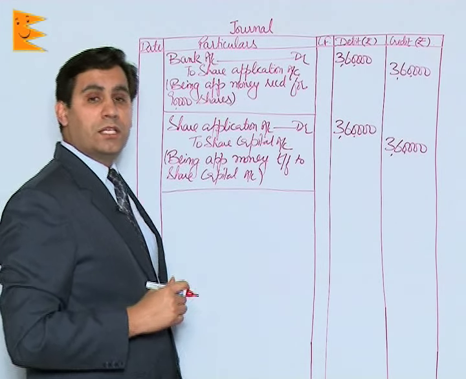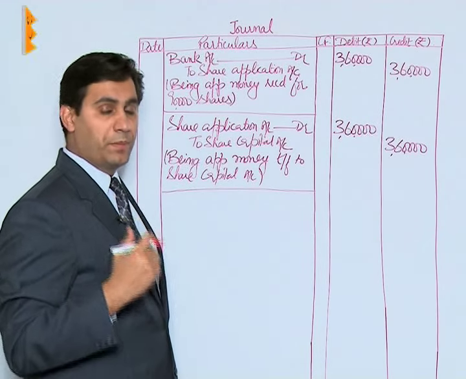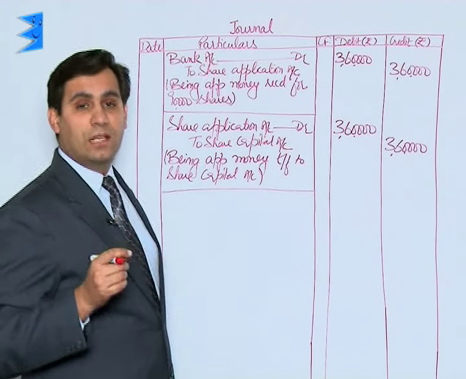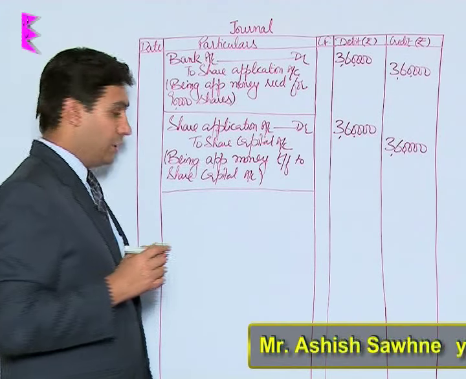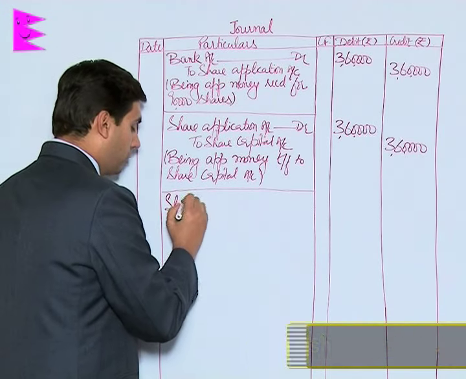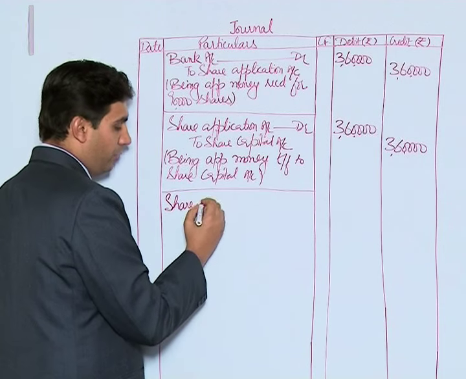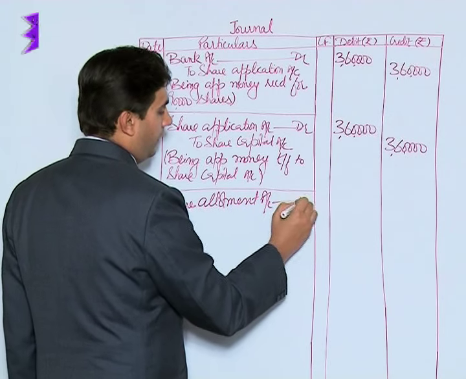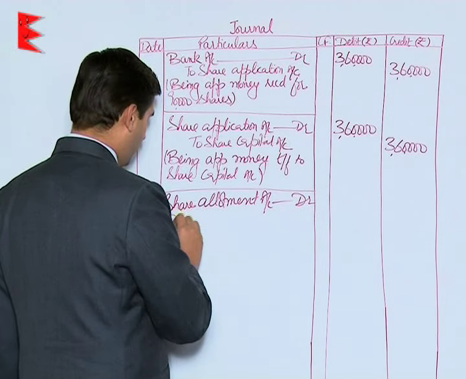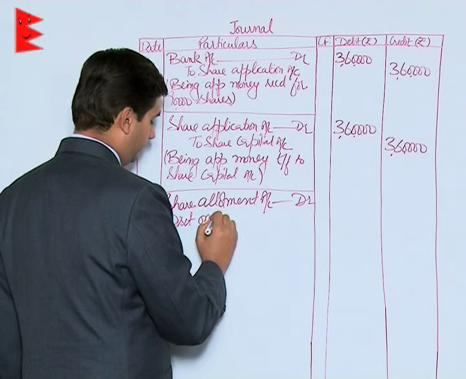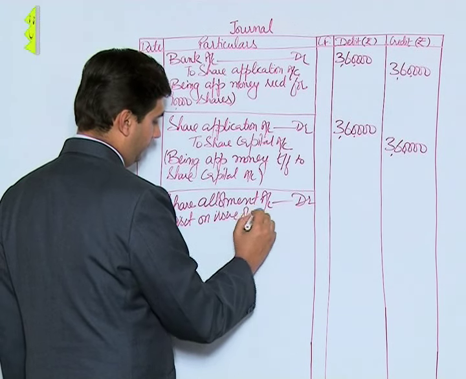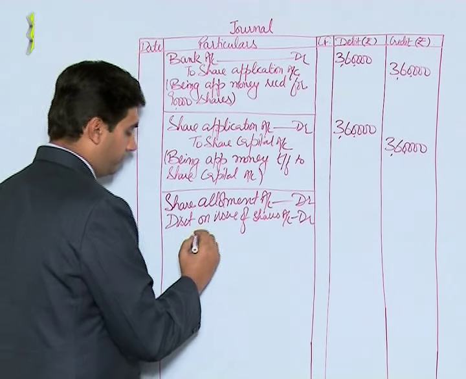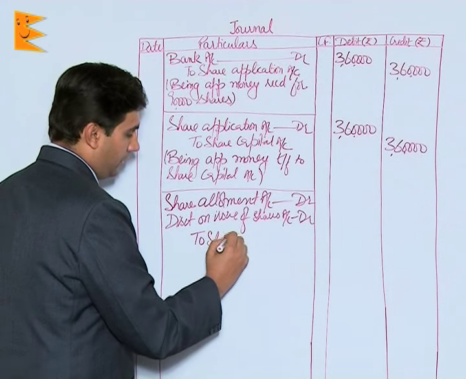The next entry is for allotment. Now remember, it was a case of issue of shares at discount. So discount is always allowed at the time of allotment. So entry for discount would also be factored in. So the journal entry would now be share allotment account debited, discount on issue of shares account, to share capital.